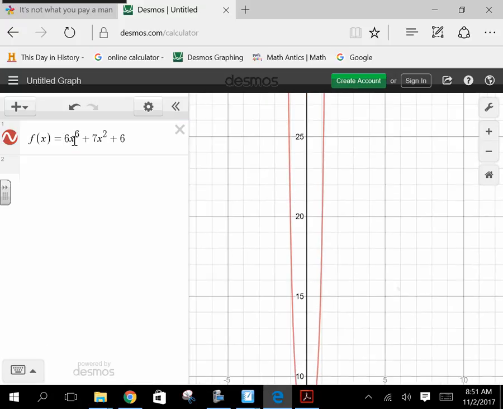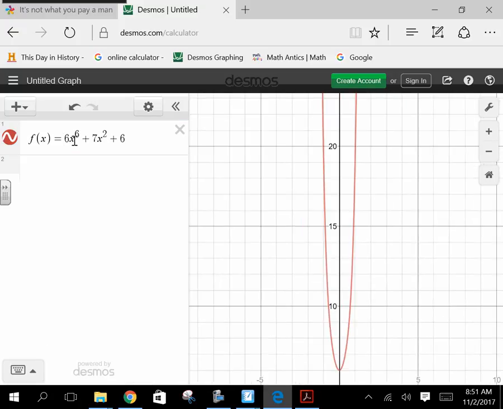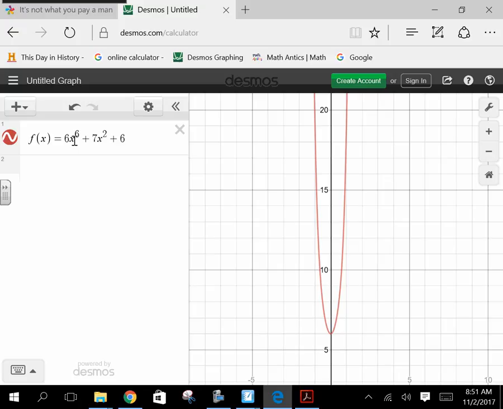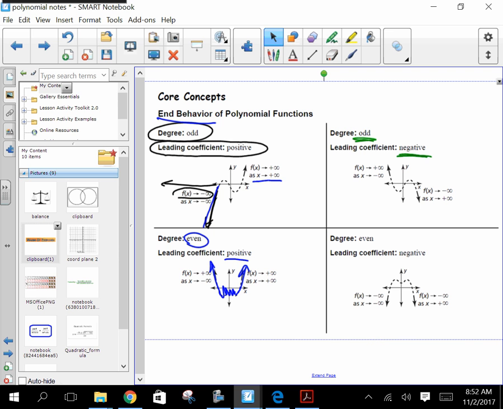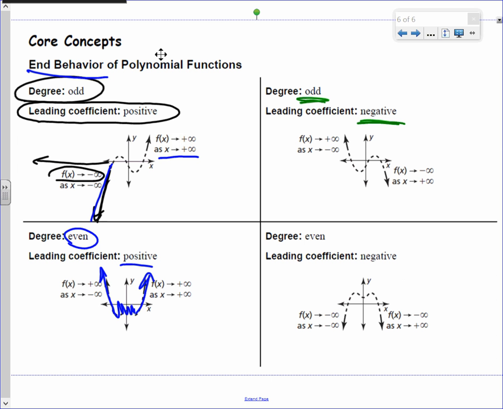Look what you got. Look at the end behaviors now go up. At this end, it's going up. And at this end, it's going up. All because of this. The degree is even and the lead coefficient is positive. It's going to make both end behaviors going up.